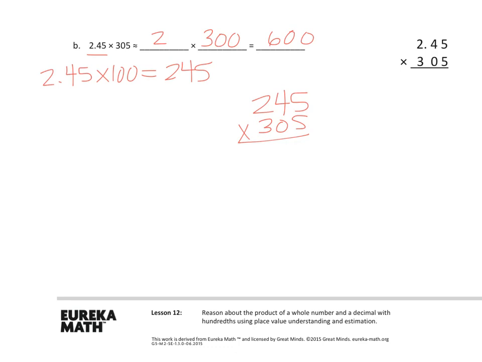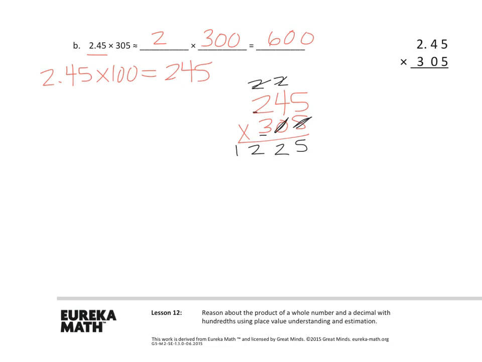So we're going to do 5 times 5 is 25. So 2 on top, 5 on the bottom in the first partial product. 5 times 4 is 20 plus 2 more is 22. And then 5 times 2, that would give us 10 plus 2 more, that would give us 12. And so now we are done multiplying by the 1s in 305. Cross off the numbers on top. We're not doing the tens because there's no value. We're going to skip that.